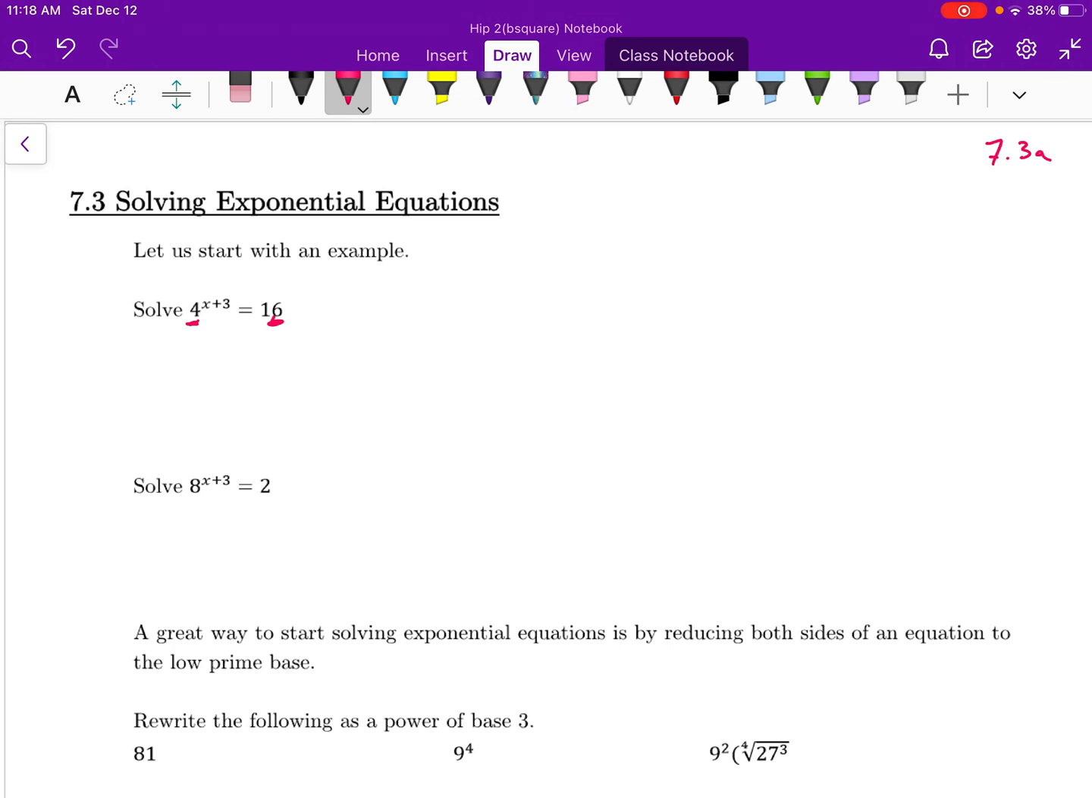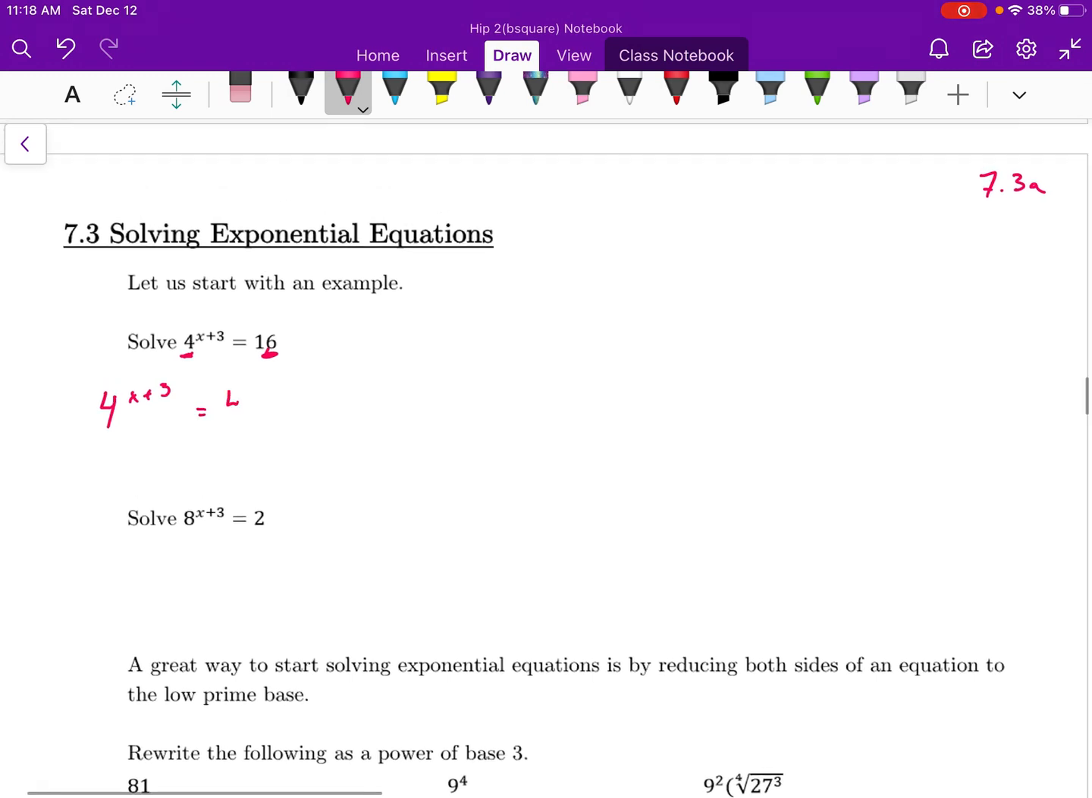What I mean by that, allow me to write this in base 4. So I have 4 to the power of x plus 3, expressed in base 4, my base is 4. 16, I could write as 4 squared. Well, that was fairly straightforward, I think. Since the left-hand side is equal to the right-hand side and the bases are the same, we can conclude that x plus 3 is equal to 2. Therefore, if I subtract 3 from both sides, x is equal to -1.